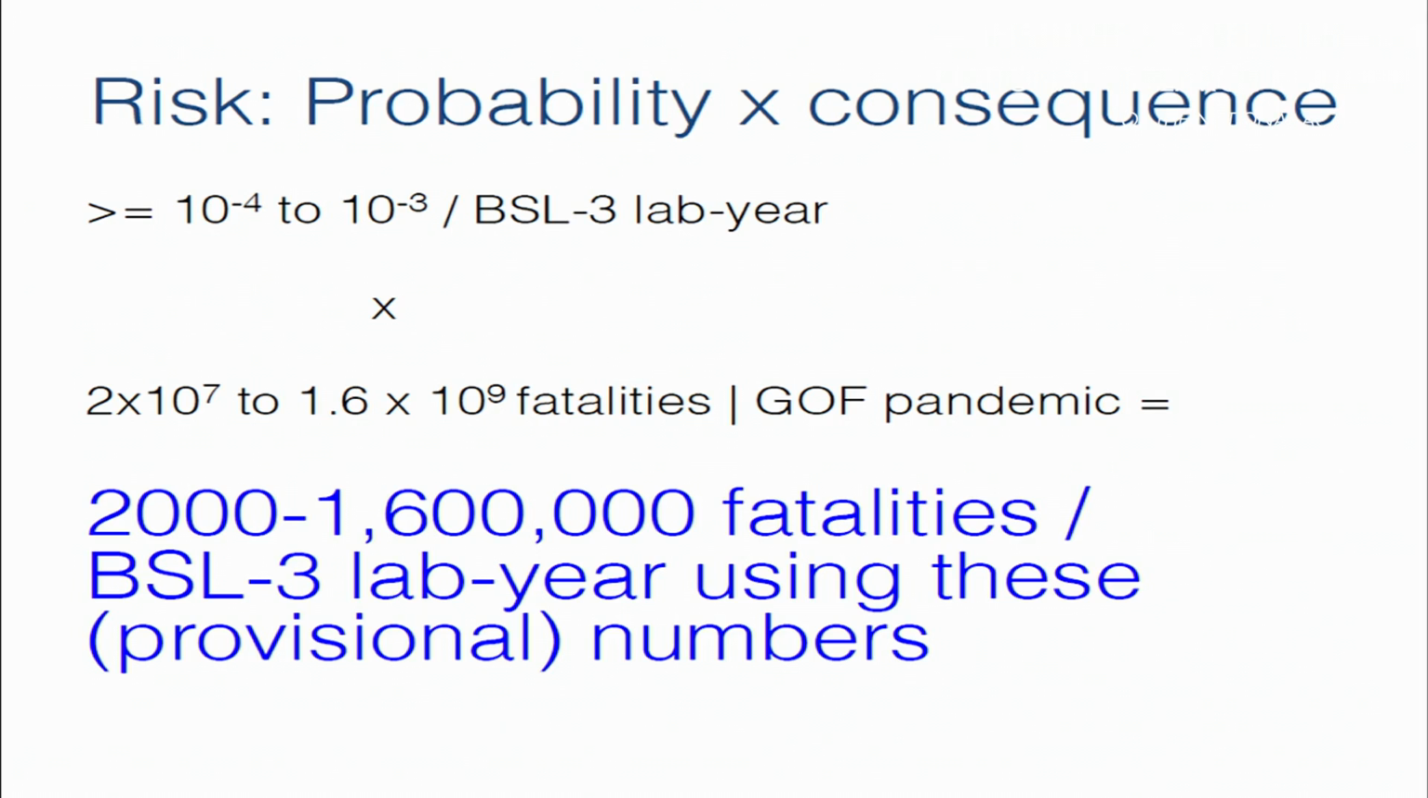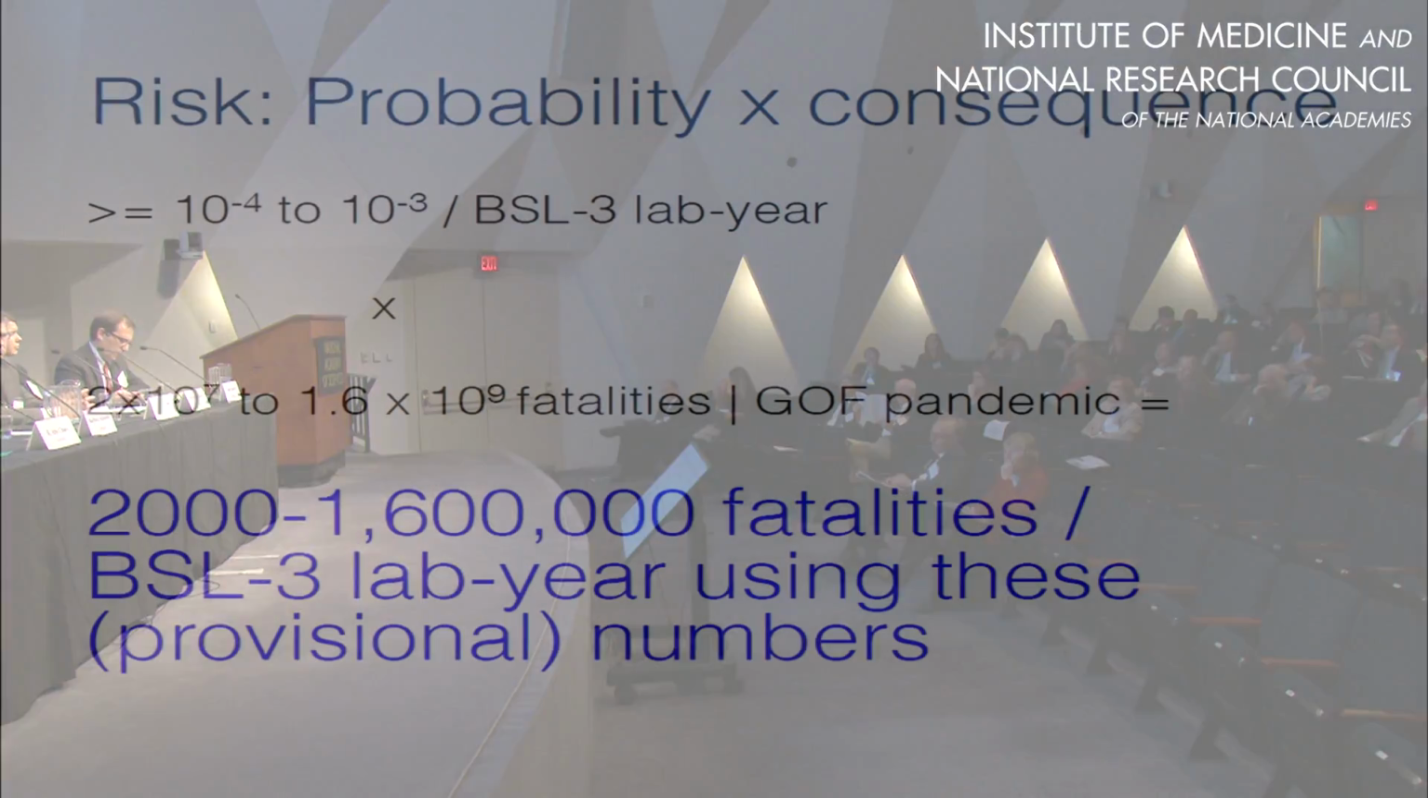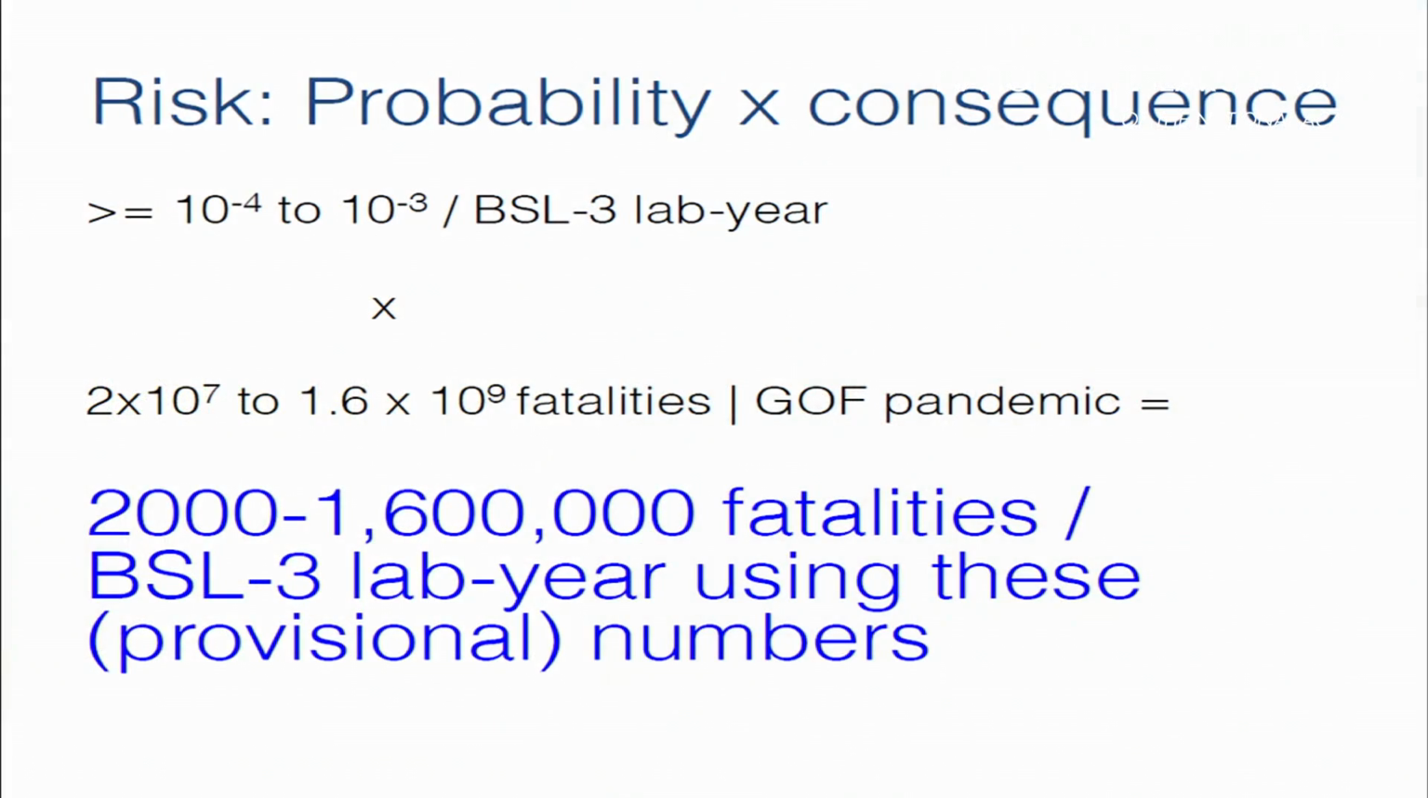When we combine these provisional numbers, we lend some substance to my claim that these experiments create a public health risk. Using the low end, these experiments, in expectation, create 2,000 deaths per laboratory year. On the upper end, the number is 1.6 million per laboratory year. It bears repeating, of course, that these numbers represent a very small probability of a very severe outcome. By far the most likely outcome is no pandemic at any given lab year of work. The problem is that risk accumulates and should not be ignored when the consequences of an accident are on this scale.